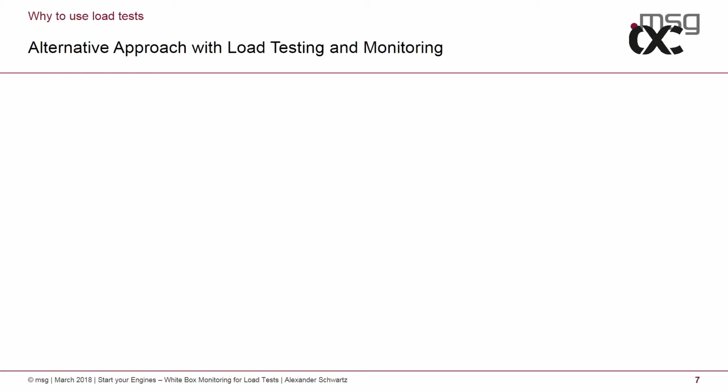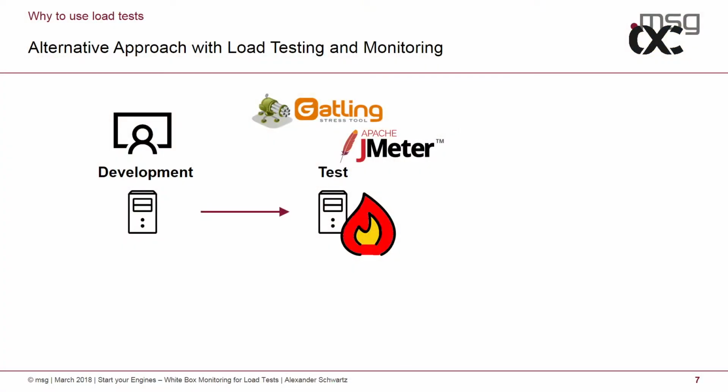So, well, let's find out what we can do different here. The alternative approach would then be what I present today, load testing and monitoring. So again, there's a developer. He or she develops the software, functional-wise. And then, well, there are going to be some maybe explorative testing, but then you'd also do some load testing with tools like Gatling or JMeter. And then, you set your server in flames, and then you find out what's going wrong.